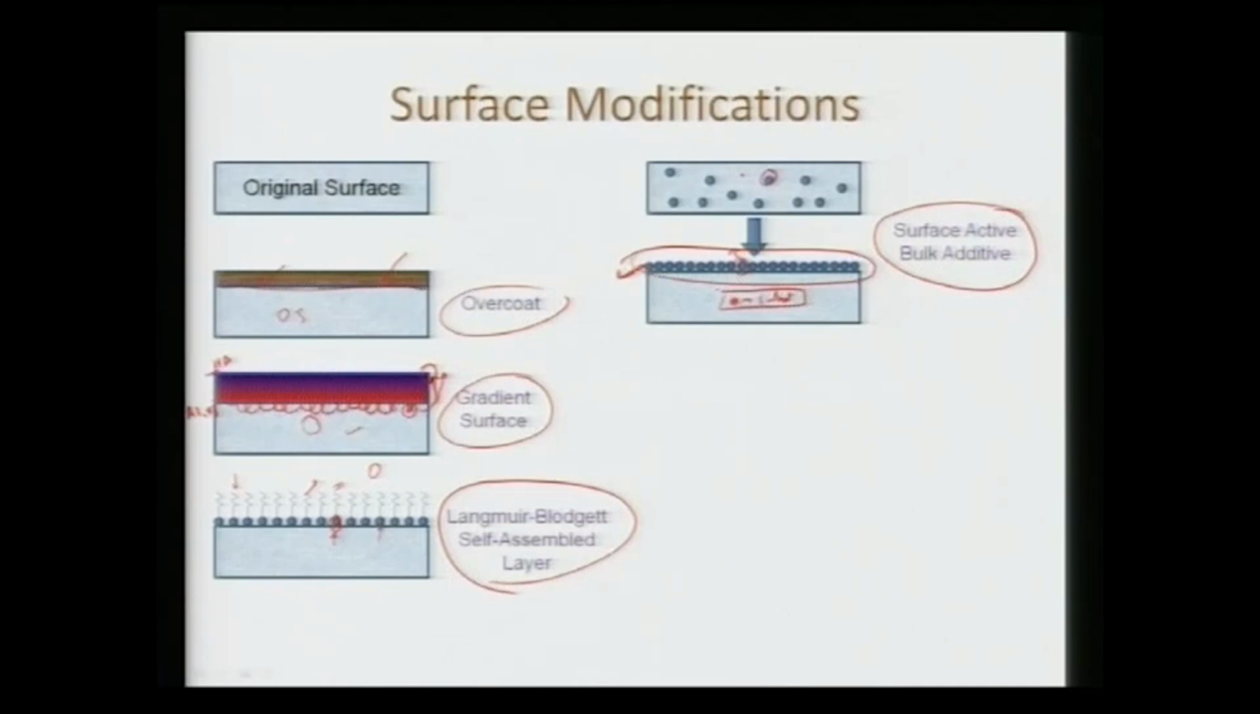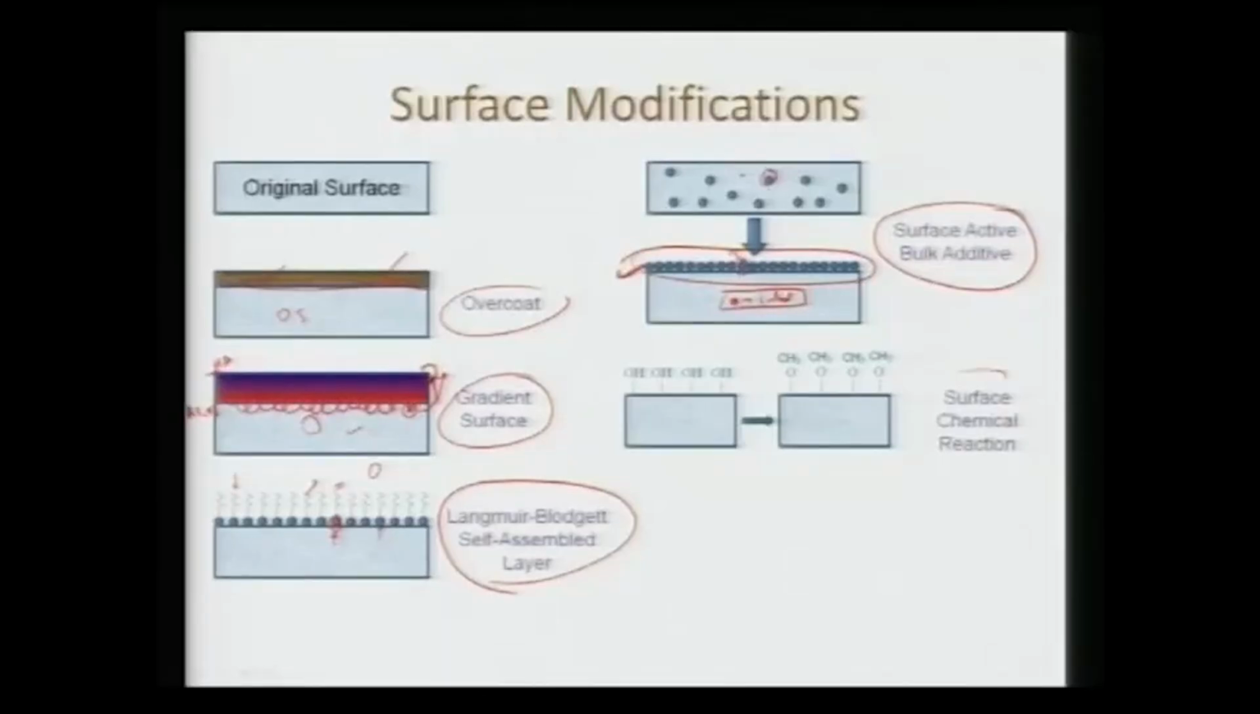So, just by a single processing step, we can allow this particular additive to come on the surface and impart certain functionality to the original surface. We can also induce something called surface chemical reaction. Once we have, say, an OH group on the surface, we can make it react and make it a methyl CH3 group. So, from alcohol OH we can go to an oxymethyl group on the surface to impart certain functionality.